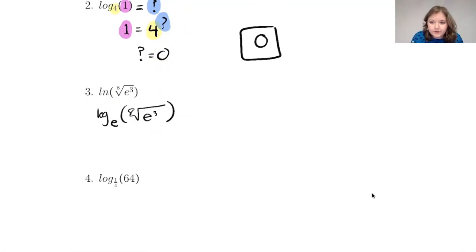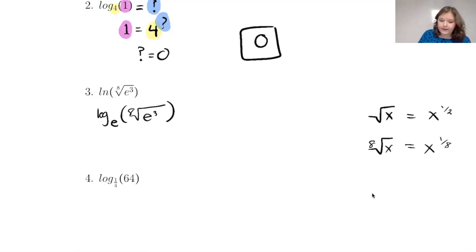So 8th roots can be written as a power of 1/8. So just like if we have the square root of x, we can write that as x to the 1/2. If we have the 8th root of x, then we can write it as x to the 1/8.